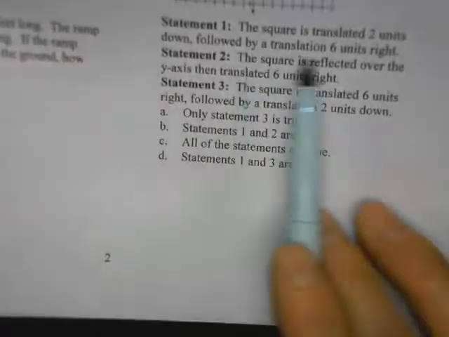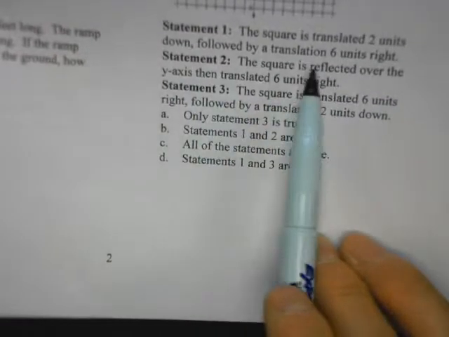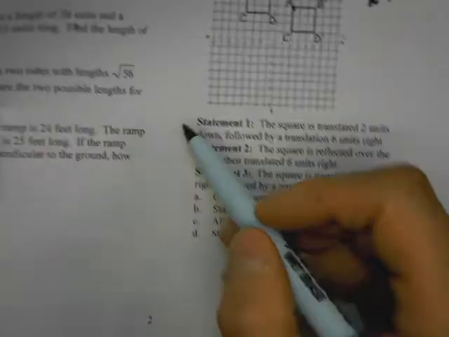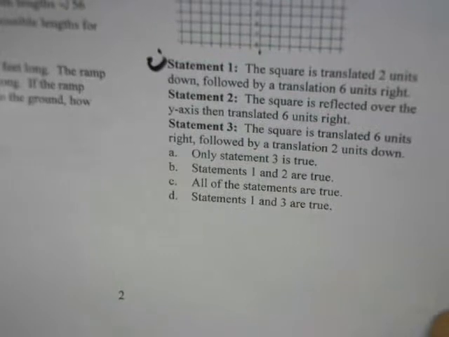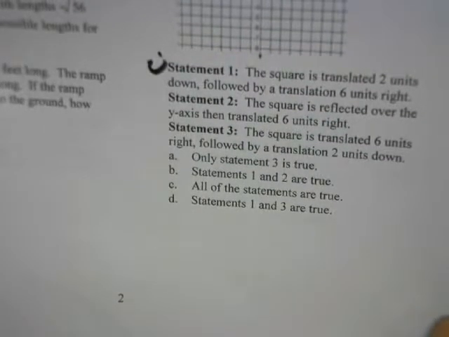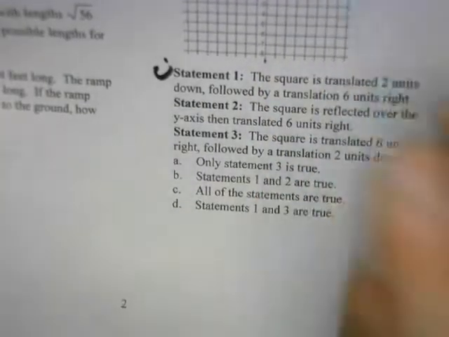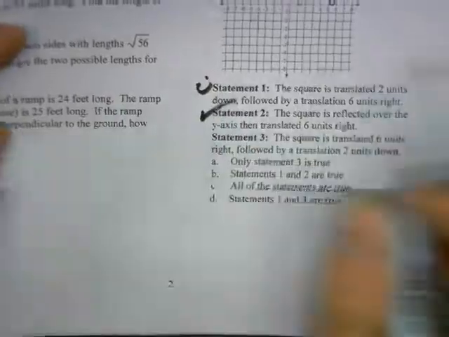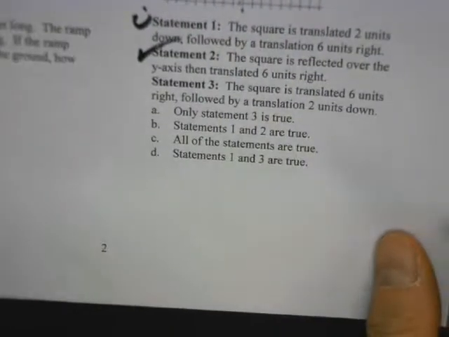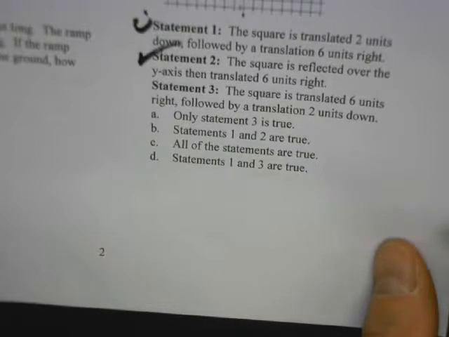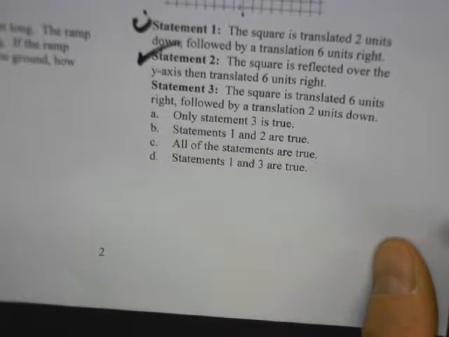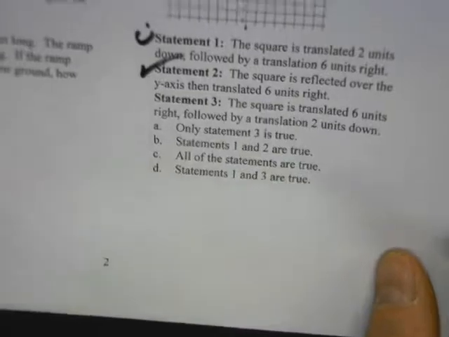So let's read the statements. The square translated 2 units down, followed by 6 to the right. Well, that's the same thing. They just changed the order. So this one's okay. Number 2, the square reflected over the y-axis, then translated 6 down. Let me see if that works. If I reflect over, my orientation is going to change. The orientation didn't change, so it can't be statement 2. Statement 3, the square translated 6 units to the right, followed by 2 down. Well, that's the same thing, right? So it has to be statements 1 and 3, I believe. Let's check the answer for 17. Yep, statements 1 and 3.